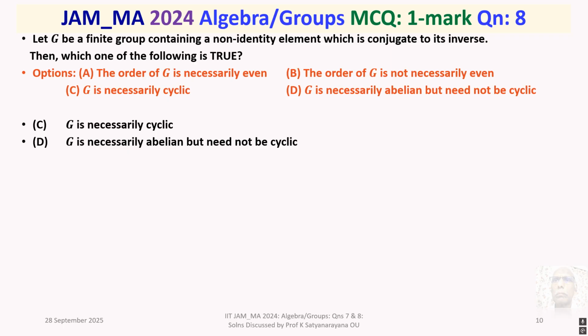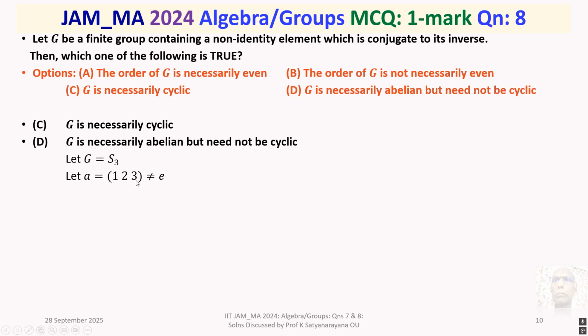These are not true. You have to prove it. Go for a counterexample. Let G be equal to S3. What is S3? The symmetric group on 3 letters. It is non-abelian. It is not cyclic. Not cyclic and non-abelian. Agreed. Let us take an element of S3.